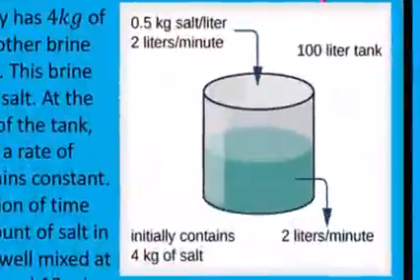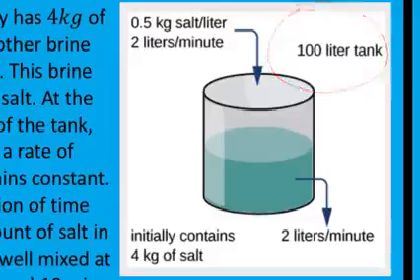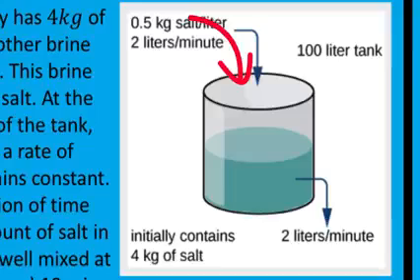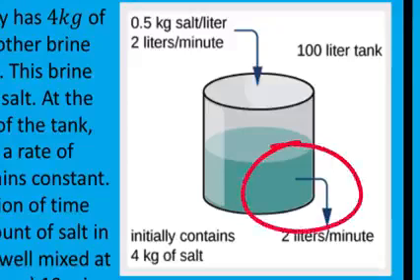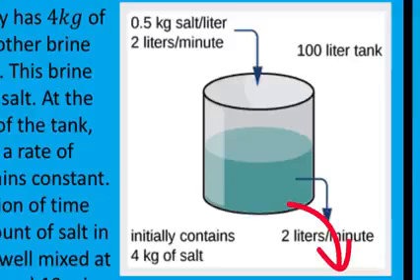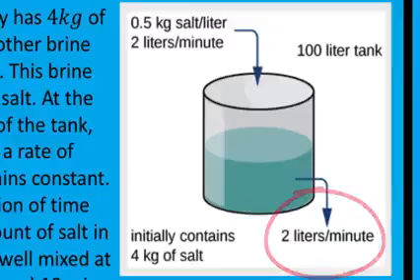A tank containing 100 liters of a brine solution initially has 4 kilograms of salt dissolved in the solution. At time equals 0, another brine solution flows into the tank at the rate of 2 liters per minute. The brine solution contains a concentration of 0.5 kilograms per liter of salt. At the same time, a stopcock is opened at the bottom of the tank, allowing the combined solution to flow out at a rate of 2 liters per minute so that the level of liquid in the tank remains constant.